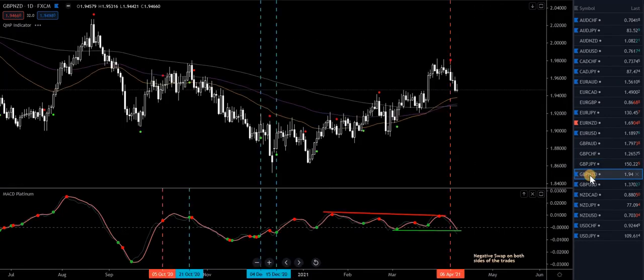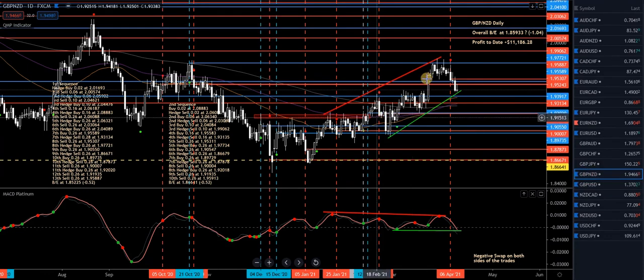Pound New Zealand, it's a pair that I'm in a lot of trades with, and I made some good money, over $11,000 on this one. I'm in two sequences at break even. I'm going pretty hard at the moment on these, half a full lot on both. The sell signal was here.